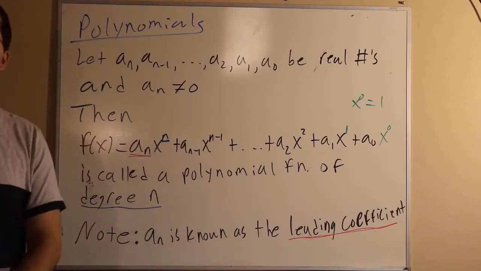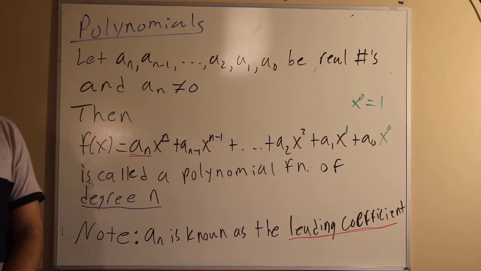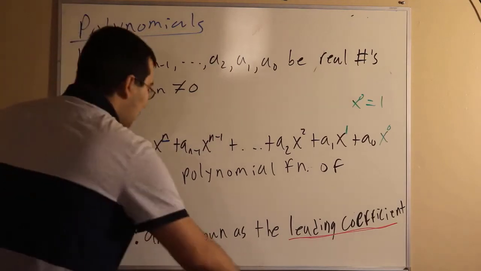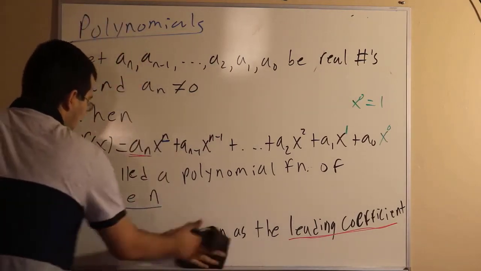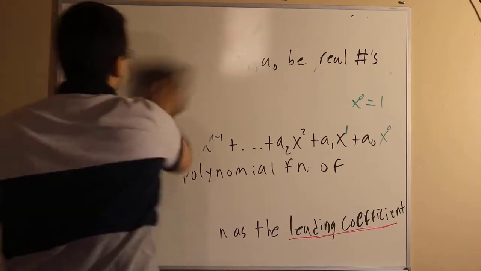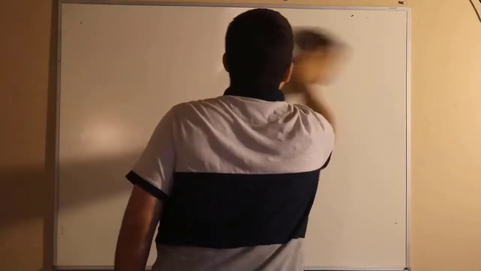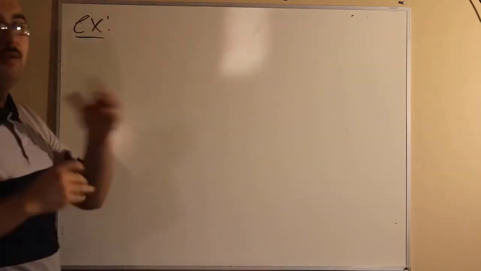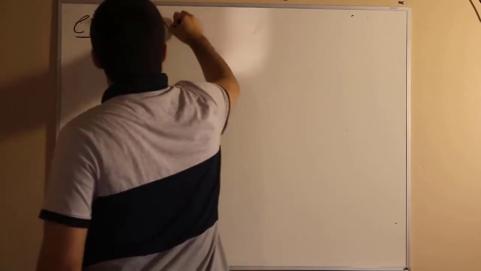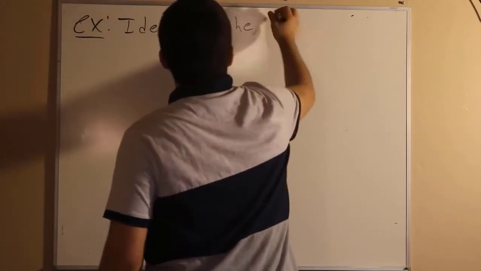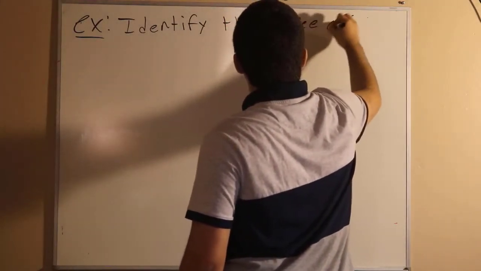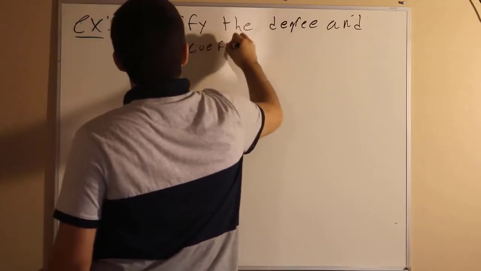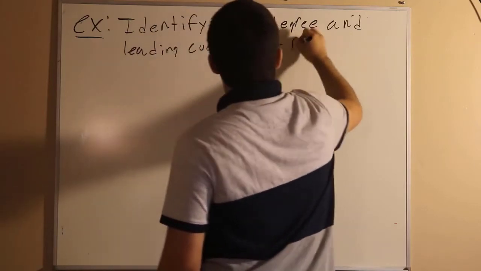So go ahead and take a moment now, pause the video, and get all this copied down if you haven't done so already. Beautiful. Now then, with that out of the way, let's go ahead and move on to our first example for the day. For our first example, we're going to identify the degree and leading coefficients for the polynomials.